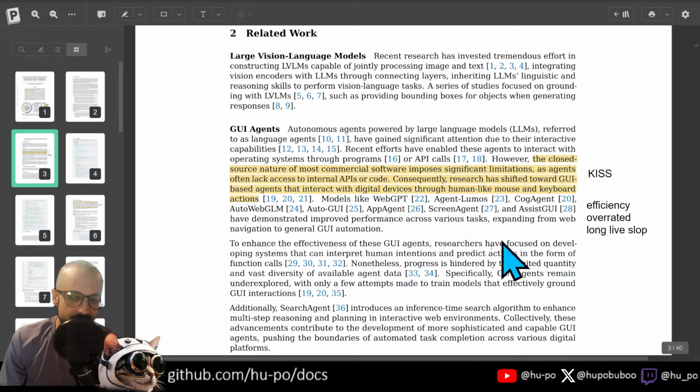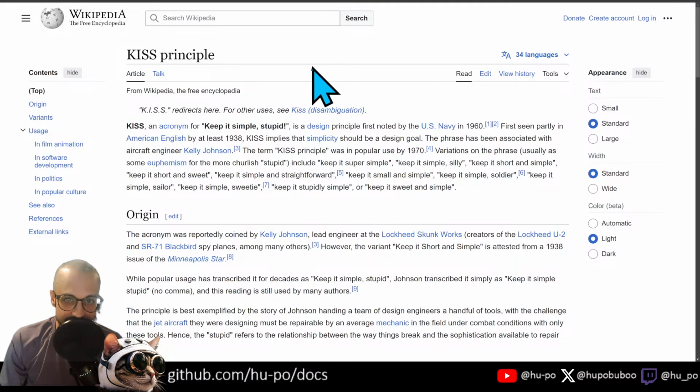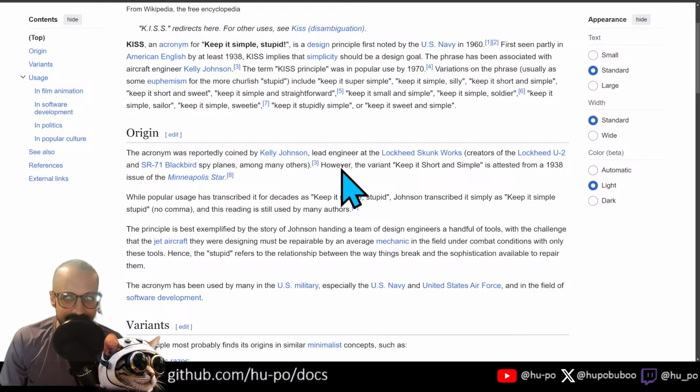So the narrative that I'm seeing here is that efficiency is overrated, long live the slop, right? Or KISS. What is KISS? KISS is something you might have heard if you've been working in the software industry at all, and it's keep it simple, stupid, but there's also a million different kind of ways of writing it here. Keep it super simple, keep it simple, silly, keep it short and simple, keep it short and sweet, keep it simple and straightforward.